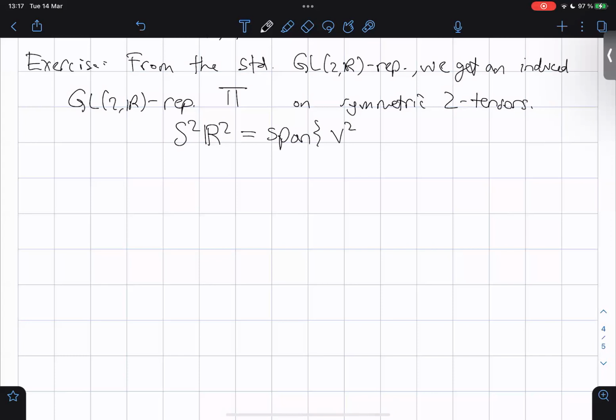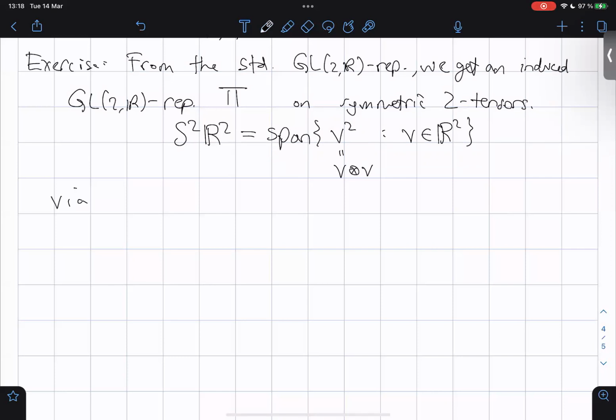I'm going to take v squared for any vector v in R2, where v squared means v tensor v, but often we'll just use the shorthand v squared. But I'm not just going to take the collection of these, I'm going to take their span. I'll make this very concrete shortly.